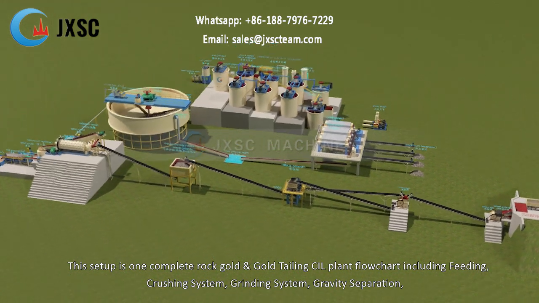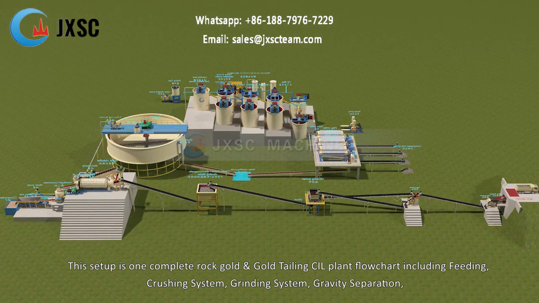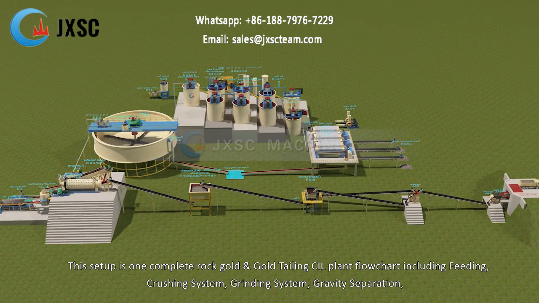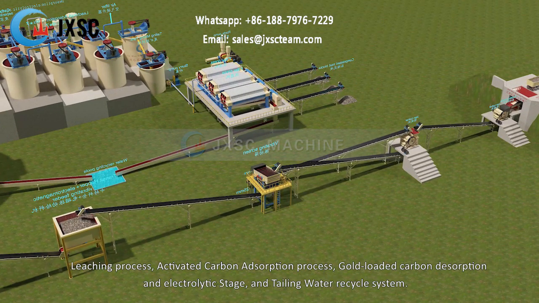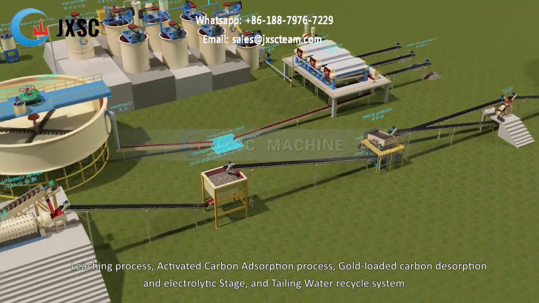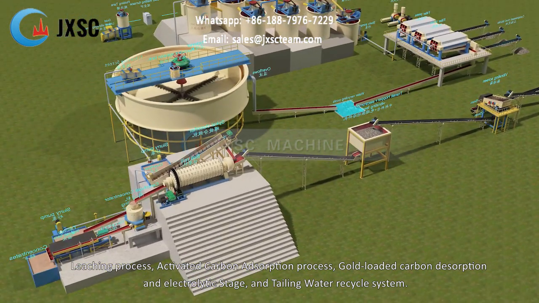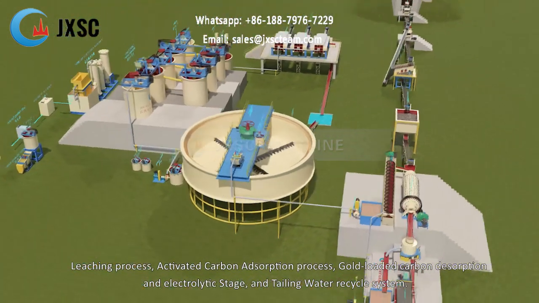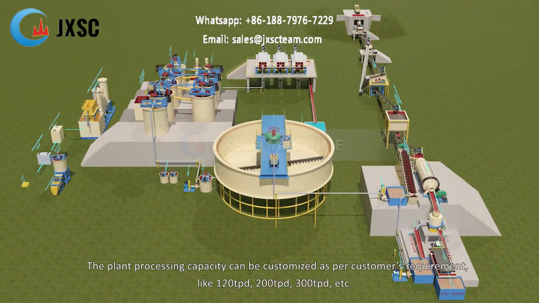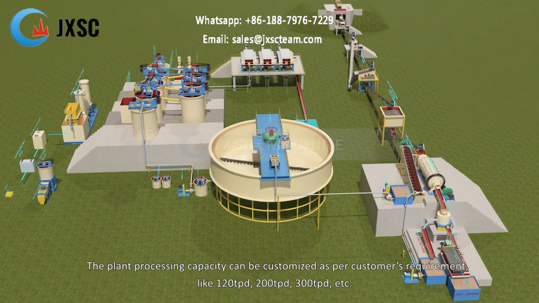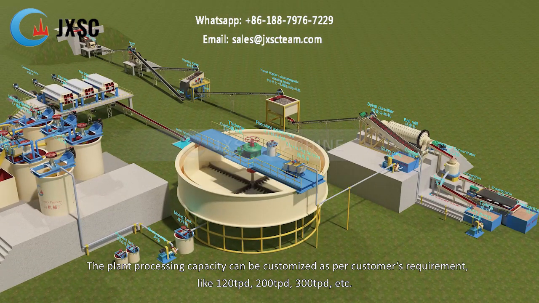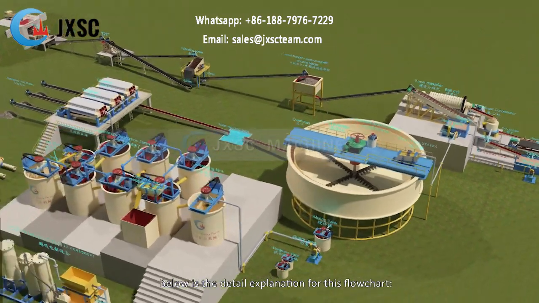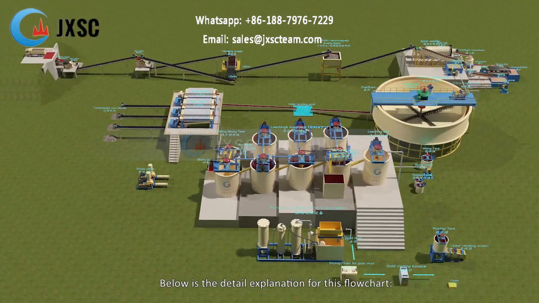This setup is one complete rock gold and gold tailing CIP plant flowchart, including feeding, crushing system, grinding system, gravity separation, leaching process, activated carbon adsorption process, gold-loaded carbon desorption and electrolytic stage, and tailing water recycle system. The plant processing capacity can be customized as per customer's requirement, like 120 TPD, 200 TPD, 300 TPD, etc. Below is the detailed explanation for this flowchart.